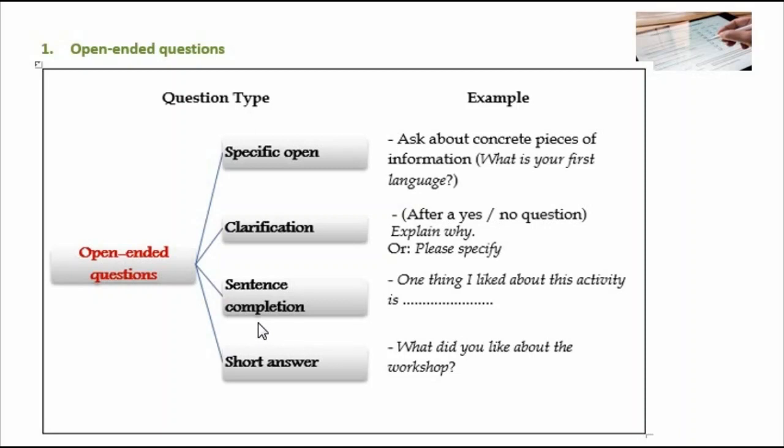Another way of writing an open-ended question is to choose the sentence completion. For example, the following statement is provided: one thing I like about this activity is, and then the answer is left to the respondent. In language studies, those studies which try to elicit information about the respondent's proficiency level, usually sentence completion is used. Finally, open-ended questions can require a short answer, like, what did you like about the workshop? Here, the respondent obviously will provide a precise piece of information.